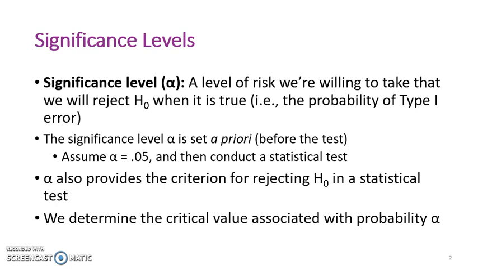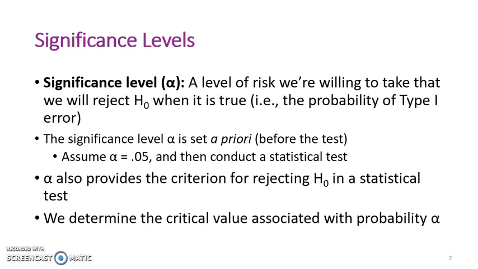We usually use alpha to denote the significance level. It is a probability value, so it ranges from 0 to 1. 0 is impossible, and 1 is 100% chance or certainty. The significance level is the level of risk we're willing to take that we will reject a null hypothesis when it is actually true. That is, it's the risk or probability that we will make a type 1 error.